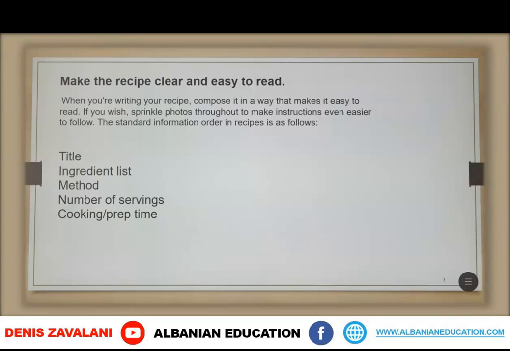So what a recipe should contain is first the title of the recipe, then the ingredient list, then the methods, how to do it, and the number of servings, so that means how many plates, how many dishes you can have by doing this recipe, and of course cooking and preparation time.